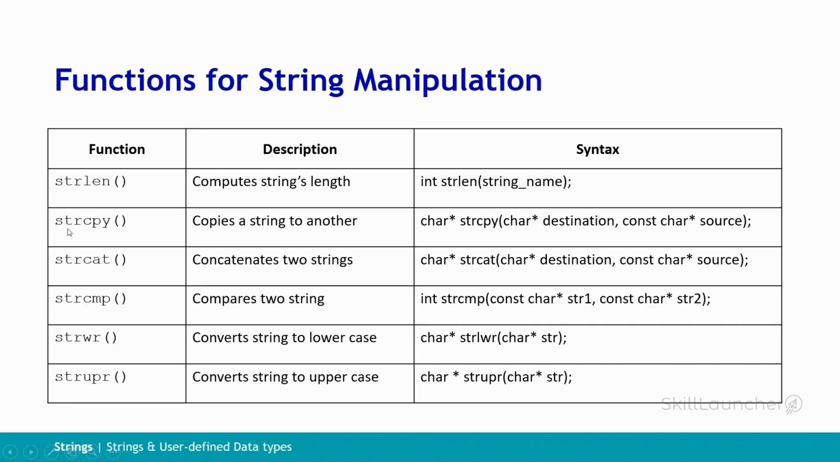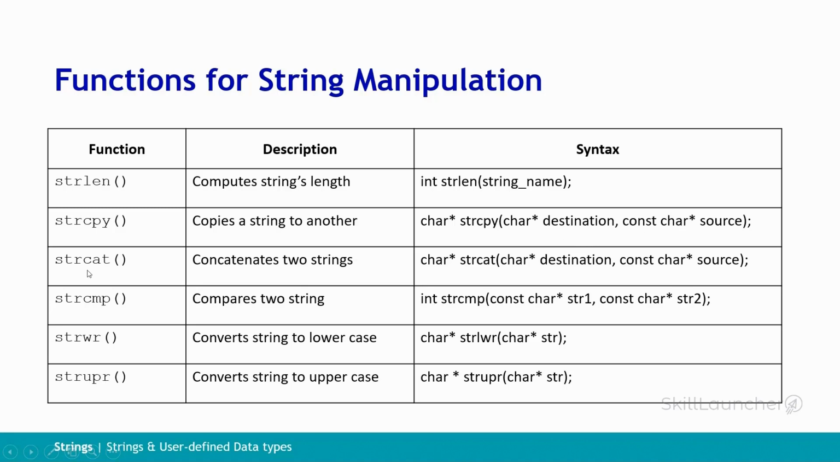Then comes the function strcpy. It copies one string to another. It returns a character pointer, that is, it returns a string, and we need to store the result in a character array. It takes two parameters, that is the target string name and the source string name. So the source string will get copied to the target string name.